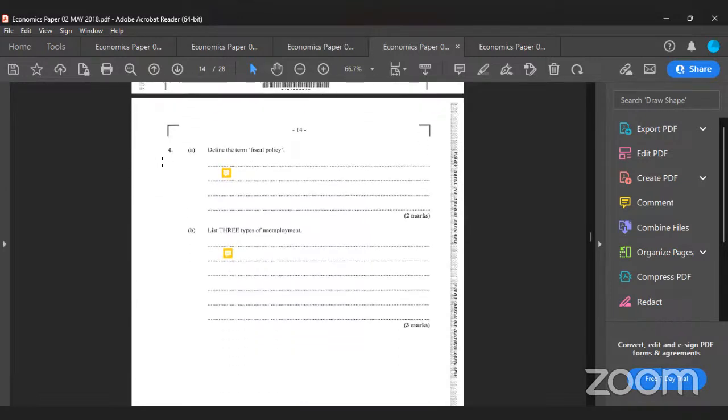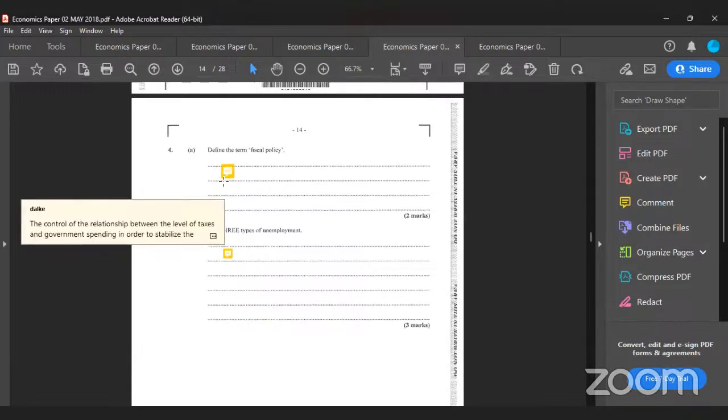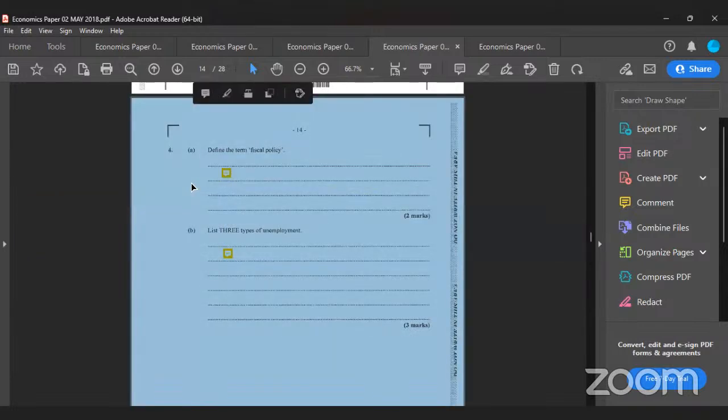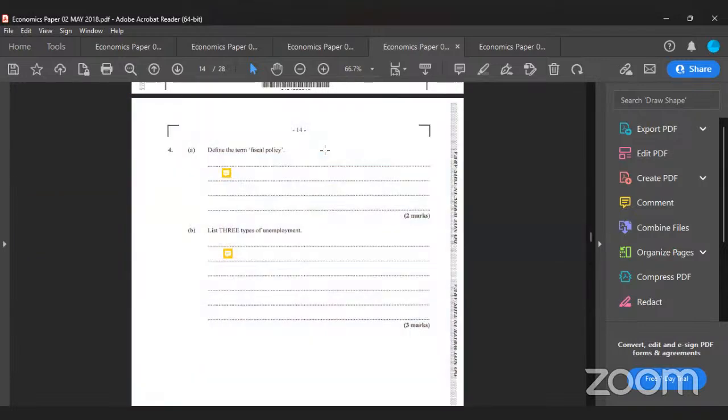Question 4 asks us to define the term fiscal policy. Now, fiscal policy is the control of the relationship between the level of taxes and government spending in order to stabilize the economy. So we know that fiscal is taxes and government spending, monetary is interest rate and money supply. Let me repeat that. Fiscal is government taxes and government spending, monetary is interest rate and money supply.